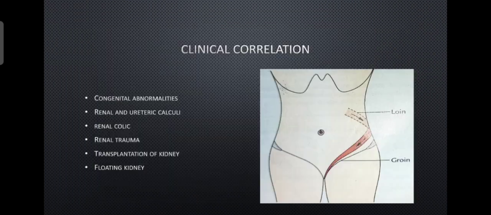Okay, then we move on to the last part of our lecture, that is the clinical correlation. Here we can see a variety of defects such as the congenital anomalies that are present before birth, that is abnormalities that is developed before birth. Okay, then renal and ureteric calculi, that is the renal stones and ureteric stones. Okay, these stones are mainly formed of calcium phosphate oxalates.